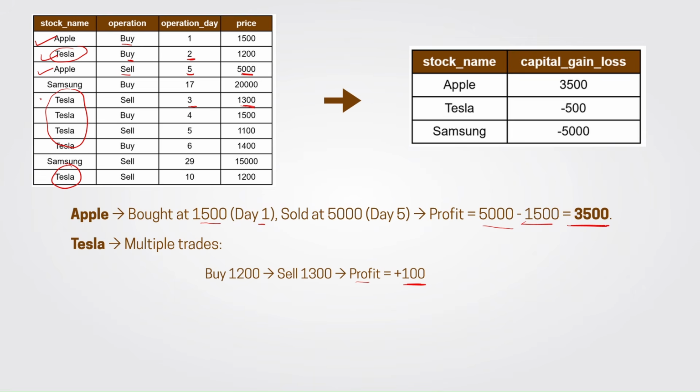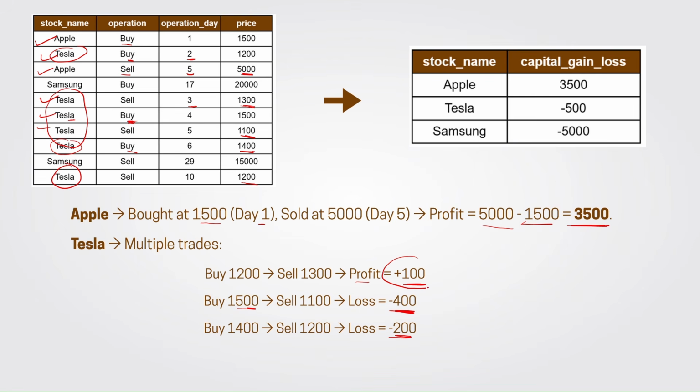So now we are done with these rows. Now let's move on to this. Here you bought for 1500, and next you sold it for 1100. So here a loss happened of rupees 400. Now you are done with these as well. Now you're left with this and the last one. Here you bought for 1400, and here you sold it for 1200. Again a loss. So you just have to sum up plus 100, minus 400, and minus 200, and it will give you the total as minus 500. So this is nothing but a loss of 500.